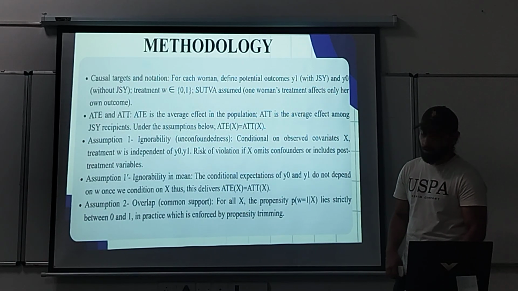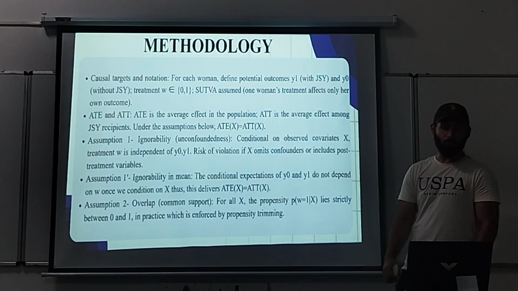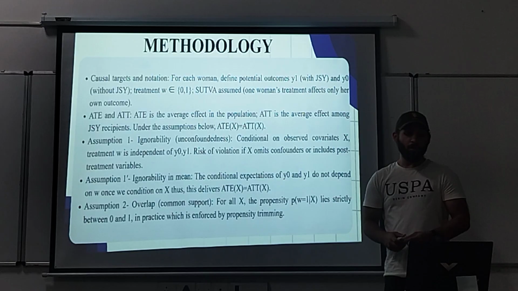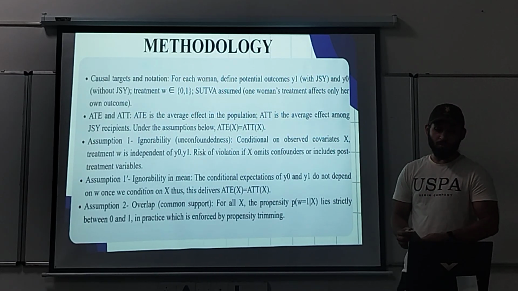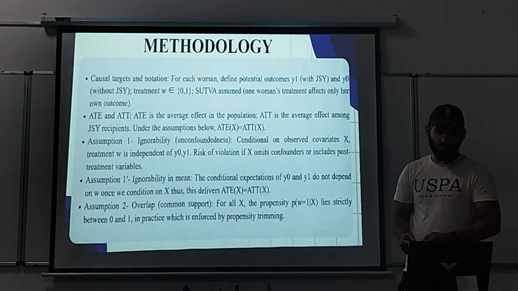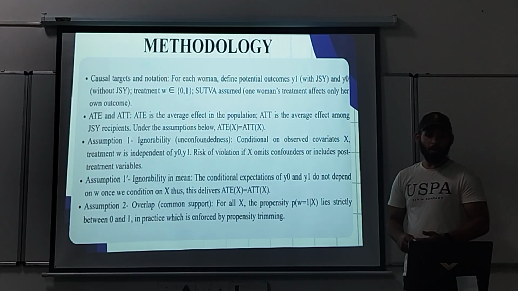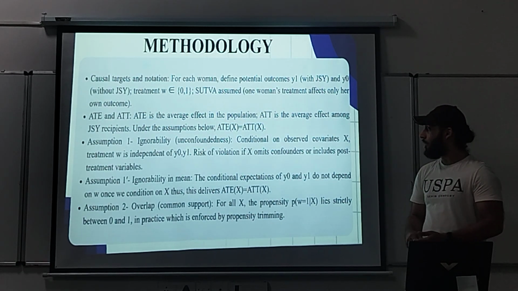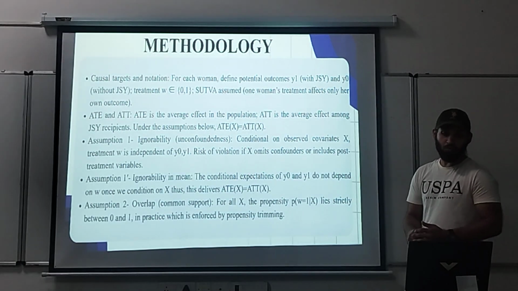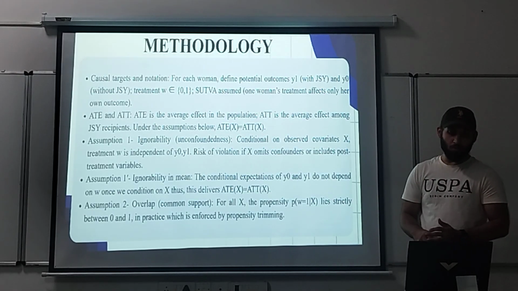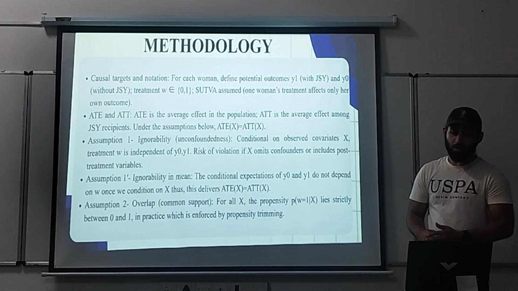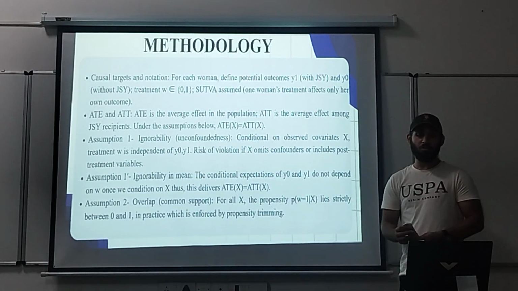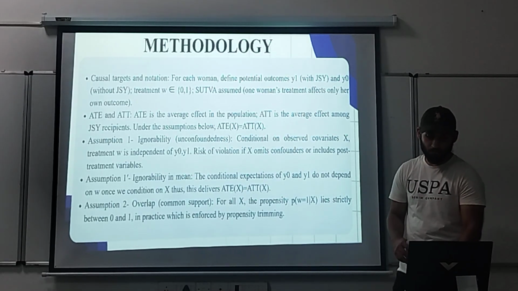Assumption 1, ignorability, that is also unconfoundedness, assumes that conditional on observed covariates X, the treatment W is independent of the potential outcomes Y0 and Y1. This assumption holds unless the covariates X omit important confounders or include post-treatment variables. The second assumption of common support or overlap assumes that for all covariates X, the propensity score lies strictly between 0 and 1. In practice, this is enforced through propensity trimming, which ensures that the sample consists only of observations with non-extreme propensity scores.